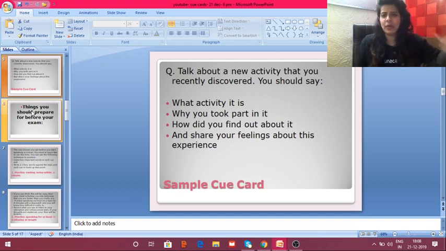So when you're saying what activity it is, you talk about a new activity, you can say, well, the new activity I like is playing piano or playing any musical instrument. Why you took part in it? Well, I have started practicing or going to some classes to learn piano. I've started taking piano lessons. Why? Why means you have to give a reason because I think it's my newfound interest. Somehow music soothes me, it provides me solace, and I feel in sync with the environment when I listen to music. So this is why I have chosen to take some piano lessons recently.